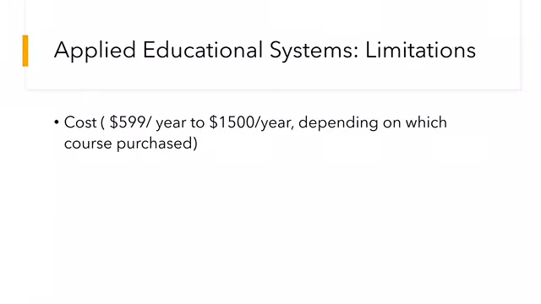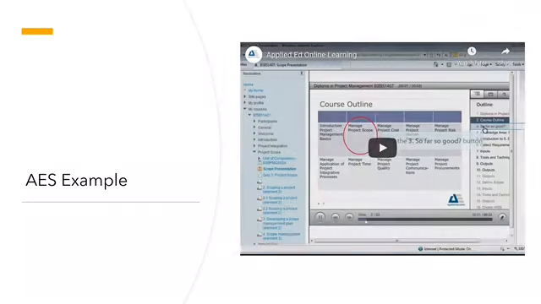The cost of AES is $599 per year. It can go up to $1,500 per year depending on which course you purchase. And here's an example of the AES online learning environment.